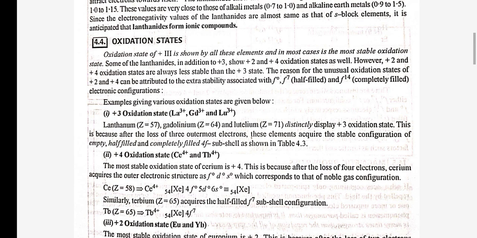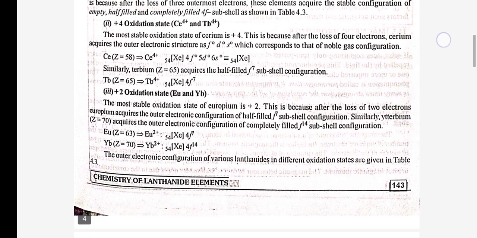+4 oxidation state. The most stable oxidation state of cerium is +4. This is because after the loss of 4 electrons, cerium acquires the outer electronic structure 4f0 5d0 6s0, which corresponds to that of the noble gases. Cerium, Z atomic number is 58. Ce4+ is [Xe] 4f0 5d0 6s0. Similarly, terbium, Z = 65, acquires the half-filled f7 subshell configuration.